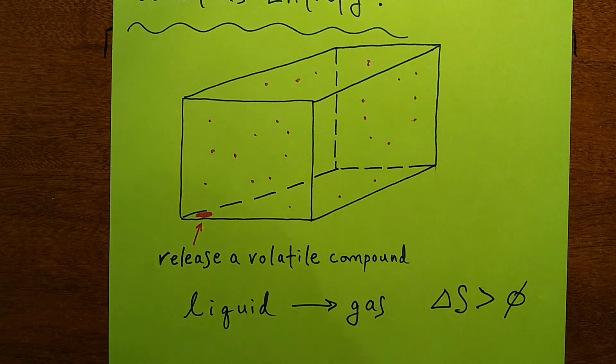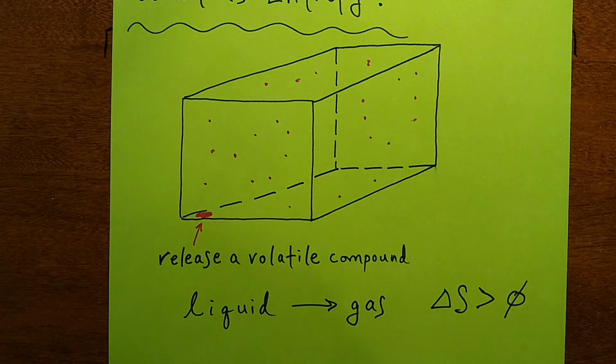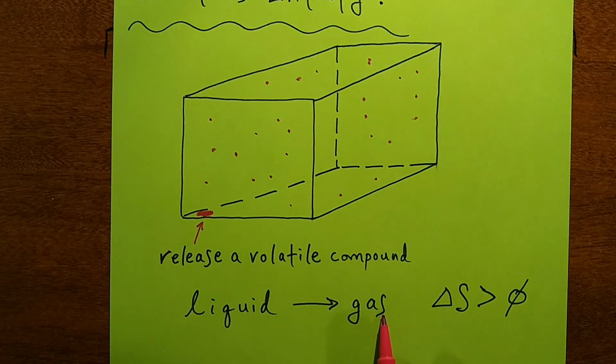Just like your house naturally gets messy as time progresses, it's just more likely to happen as time goes on. You have to put energy in to clean your house. How do we get this molecule to go back into a liquid form? Well, it would be much more difficult than cleaning your house, but we could do it, I guess, by cooling the room down so that this gas would condense back into a liquid.